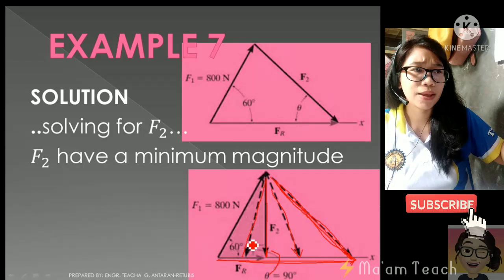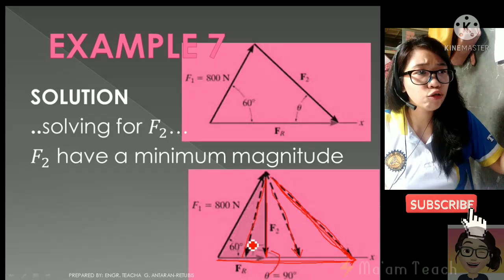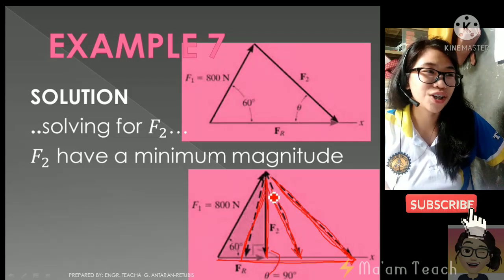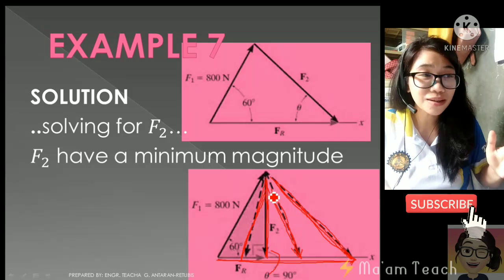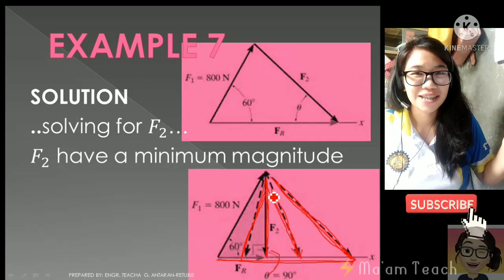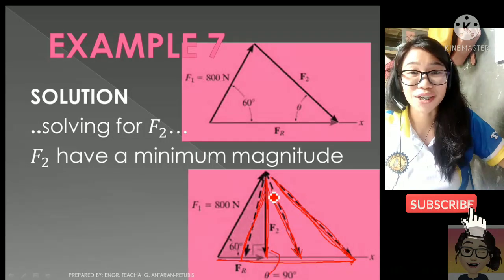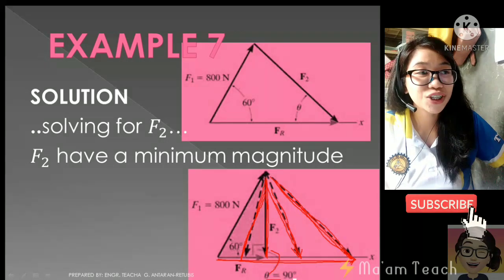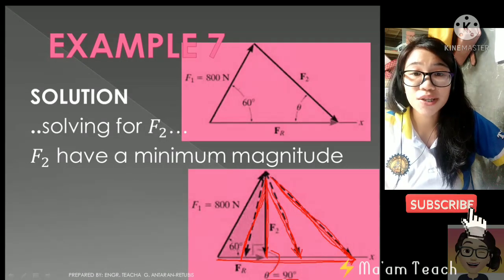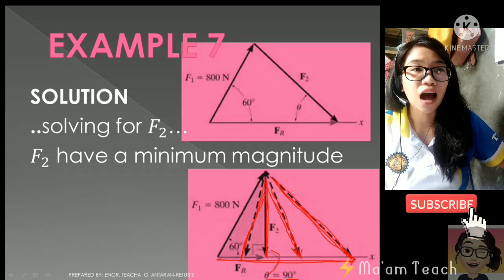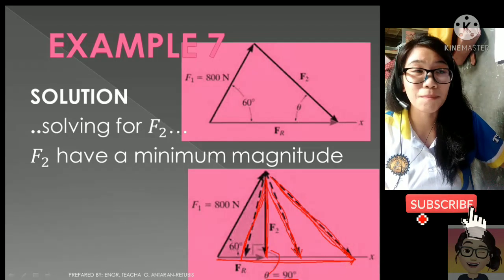What can you notice? Does it become shorter or longer? If you compare the length of the magnitude of f sub 2 here at 90 degrees compared here and here, which is shorter? Is it in the middle, the left, or on the right? If you can observe, class, the only part where it is shorter is at an angle which is 90 degrees. So which means we can say that at 90 degrees, our f sub 2 will have the minimum magnitude.